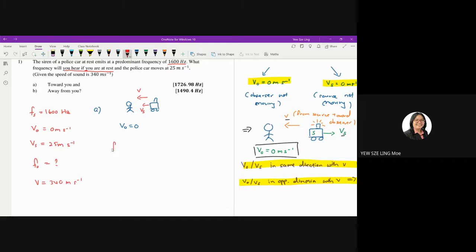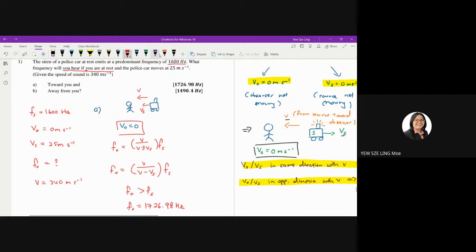So the equation we are going to use is FO equals V over (V plus or minus Vs) times Fs, because the observer is 0. According to the diagram, V and Vs are both moving in the same direction, so we choose the negative sign: V minus Vs. This gives a case where FO is greater than Fs, which makes sense because the sound is getting closer to you, so the observed frequency is larger than the actual frequency. You plug in the values and should obtain FO equals 1726.98 hertz.